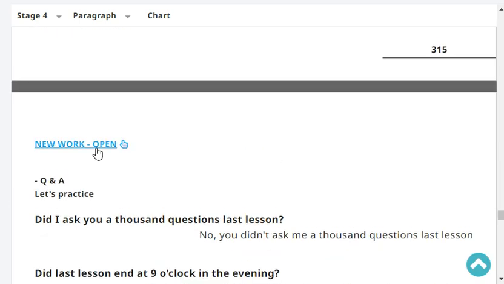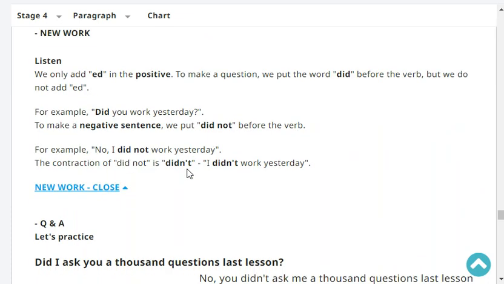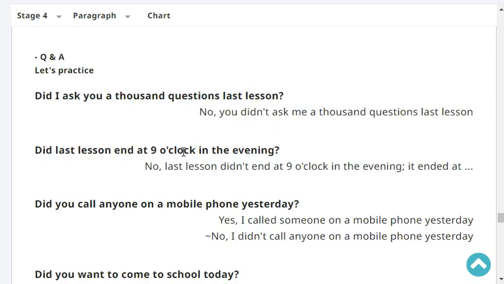Very good. Okay. Next, listen. We only add ed in the positive. To make questions, we put the word did before the verb, but we do not add ed. For example, did you work yesterday? To make a negative sentence, we put did not before the verb. For example, no, I did not work yesterday. The contraction of did not is didn't. So we can say I didn't work yesterday.